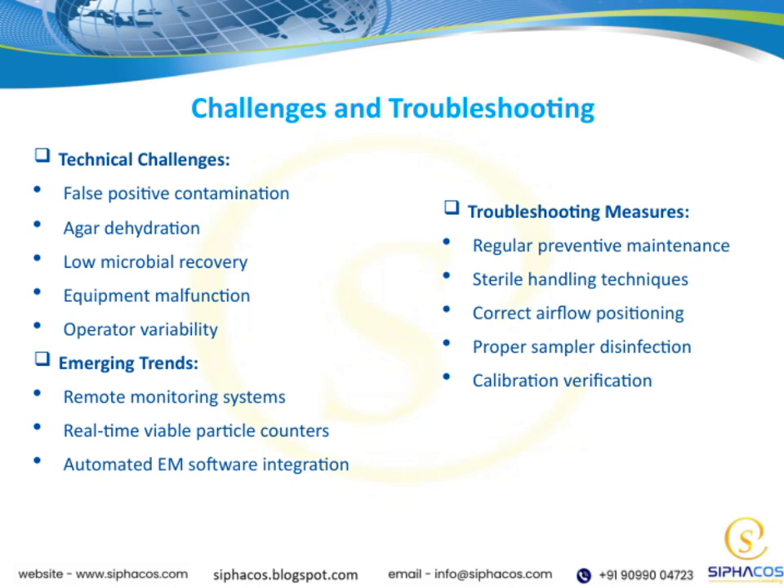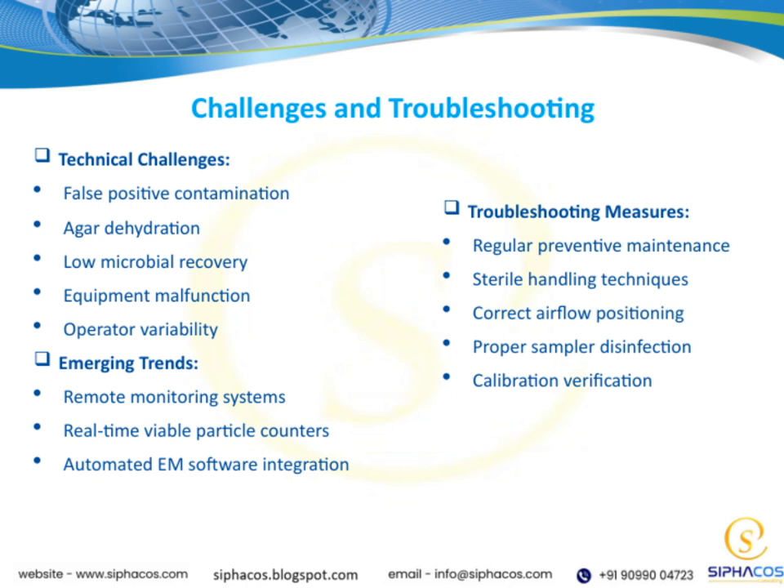Ensuring correct airflow positioning helps maintain the integrity of the environment we're assessing. Proper sampler disinfection is key to avoiding cross-contamination between samples. And of course, calibration verification ensures our instruments are providing accurate and consistent measurements. Now, on to some of the technical challenges we face.